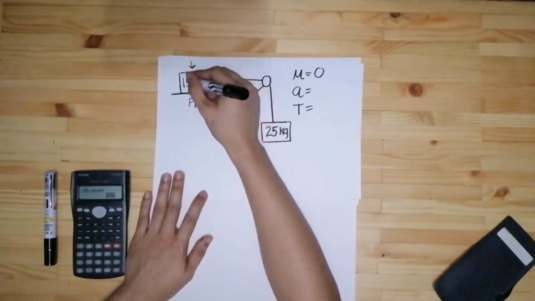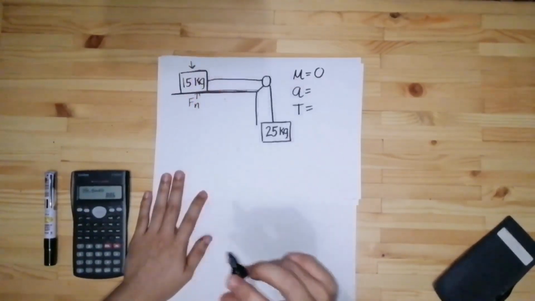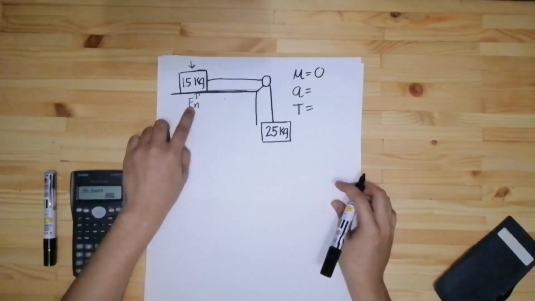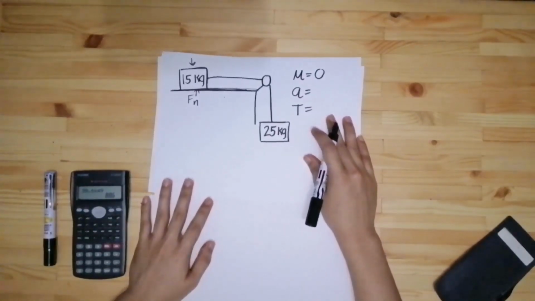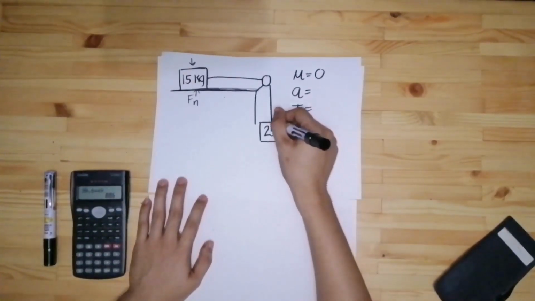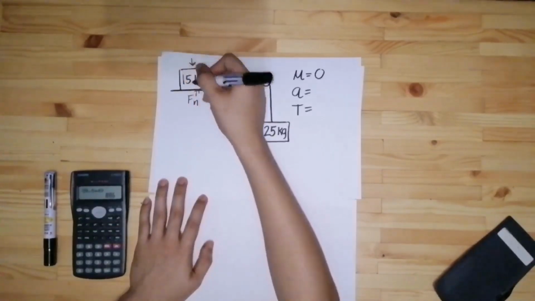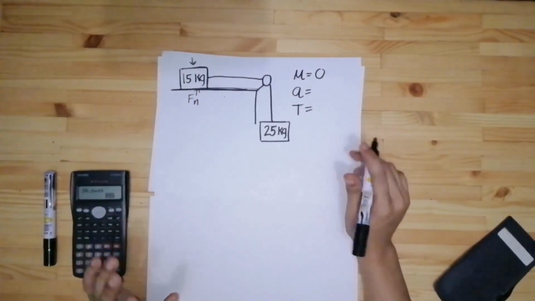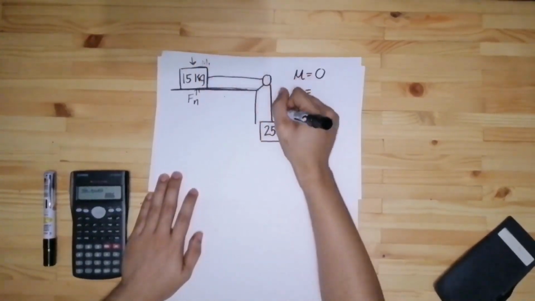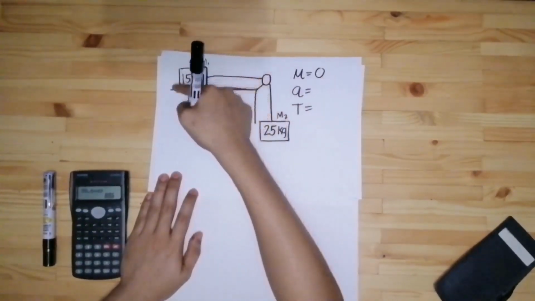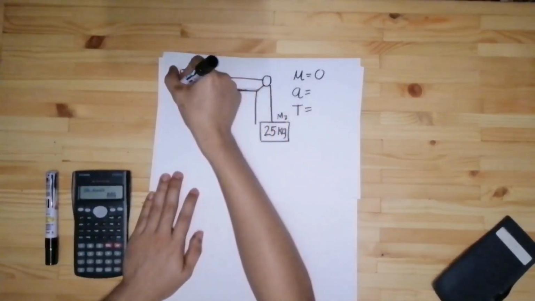Ibig sabihin, mawawala na yung weight nito. Magiging 0 na, kasi meron siyang normal force na inilalabas. Okay? So, ang kukuha na natin ng weight ay ito. Babaliwalain na muna natin ito. Sabi natin, ito yung mass 1, ito yung mass 2. Pero ito, wala na tong weight kasi nakalapag siya sa surface.